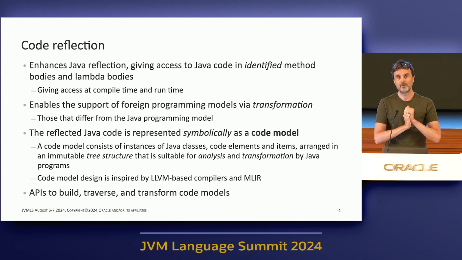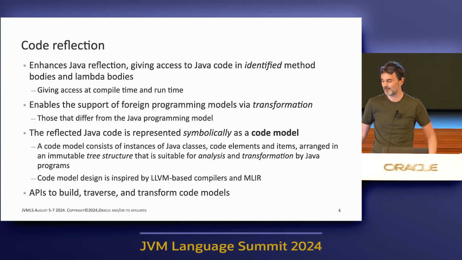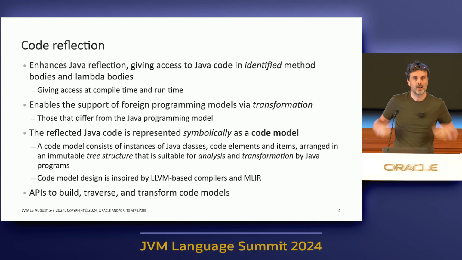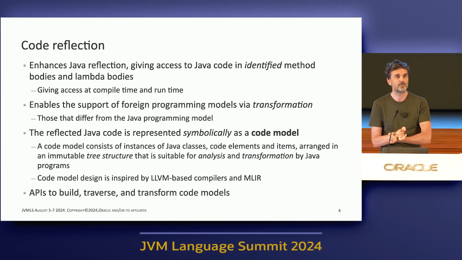And the reflected code is represented symbolically, and we call this a code model. And a code model, there's nothing magical here. It just consists of instances of Java classes. We call them code elements and items, and they're arranged in a mutable tree structure. And compiler developers will be very familiar with this kind of thing. And that tree structure, we're trying to design this so it's suitable for analysis and transformation by other Java programs.